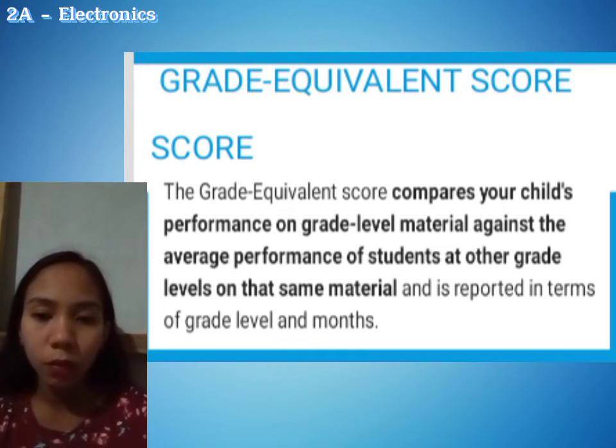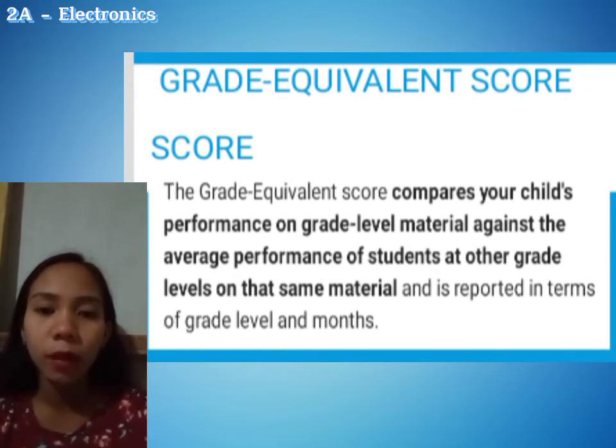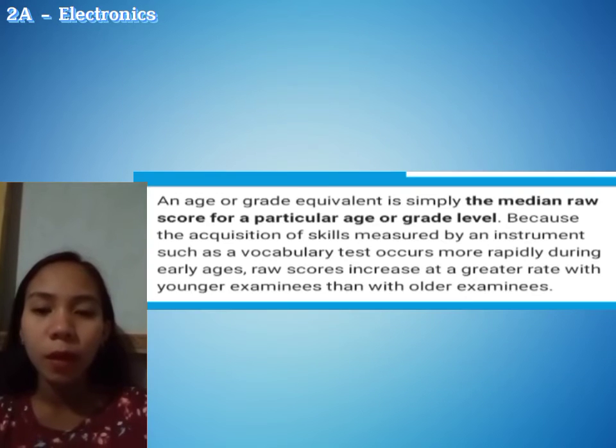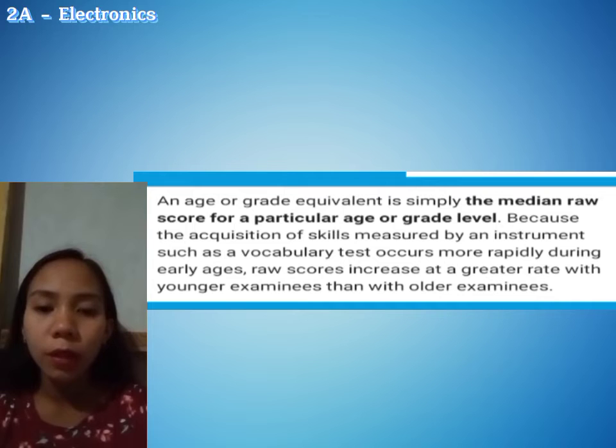Grade equivalent score. The grade equivalent score compares your child's performance on grade level material against the average performance of students at other grade levels on the same material and is reported in terms of grade level in months. An age or grade equivalent is simply the median raw score for a particular age or grade level, because the acquisition of skill measured by an instrument such as a vocabulary test occurs more rapidly during early age. Raw score increases at a greater rate with younger examinees than with older examinees.